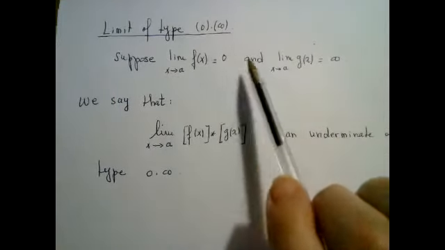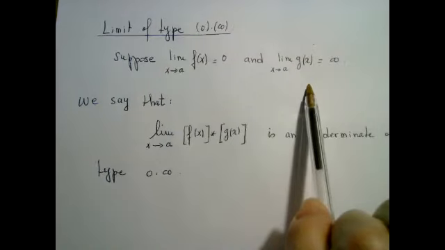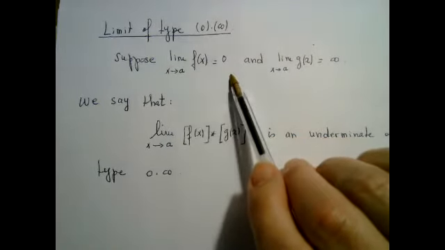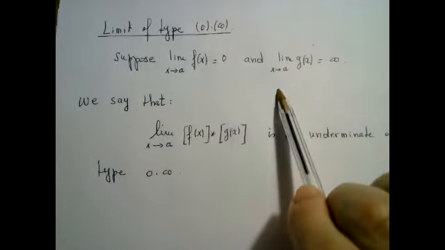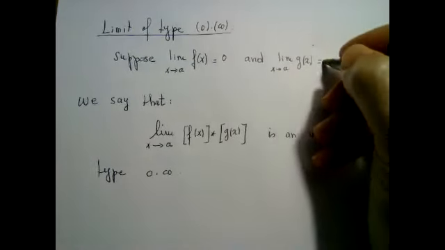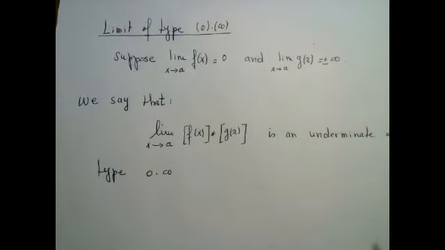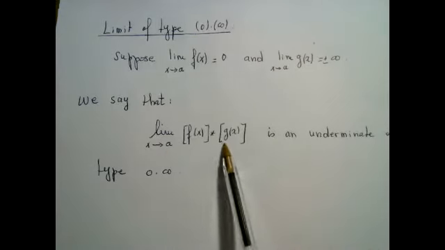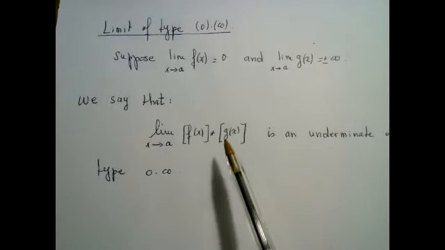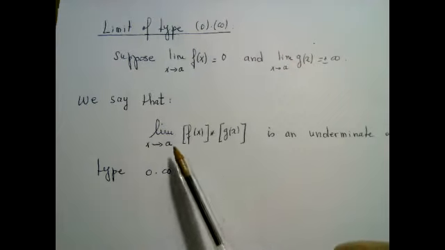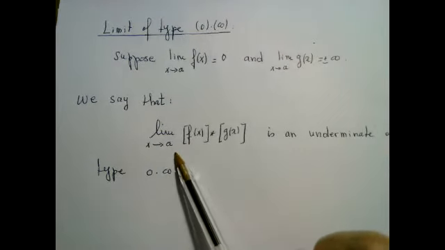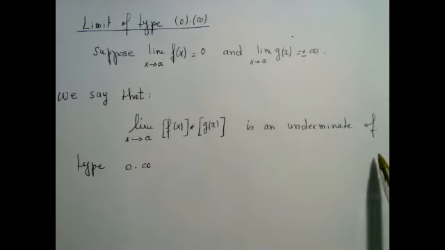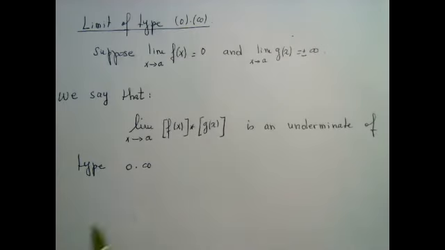What is this? Suppose we have two functions, f and g. When x becomes close to a, f becomes very small. And when x becomes close to a, g becomes very large, positively or negatively. In this case, that's another kind of indeterminate form besides 0 over 0, infinity over infinity. The limit as x becomes close to a of f times g is indeterminate of type 0 times infinity.